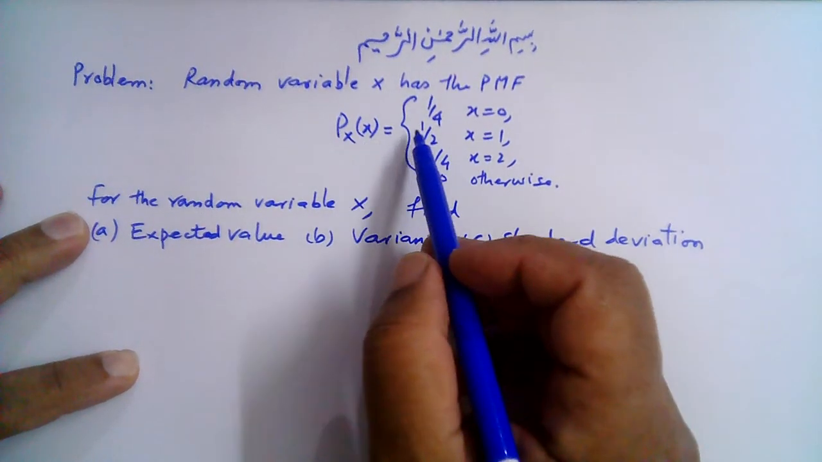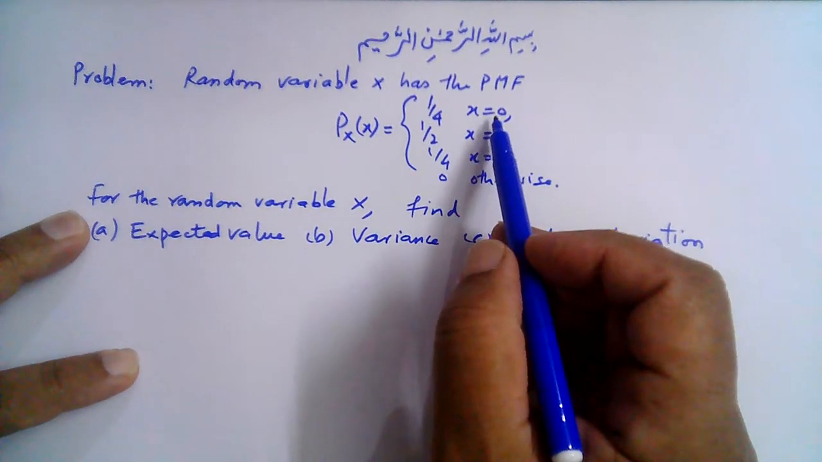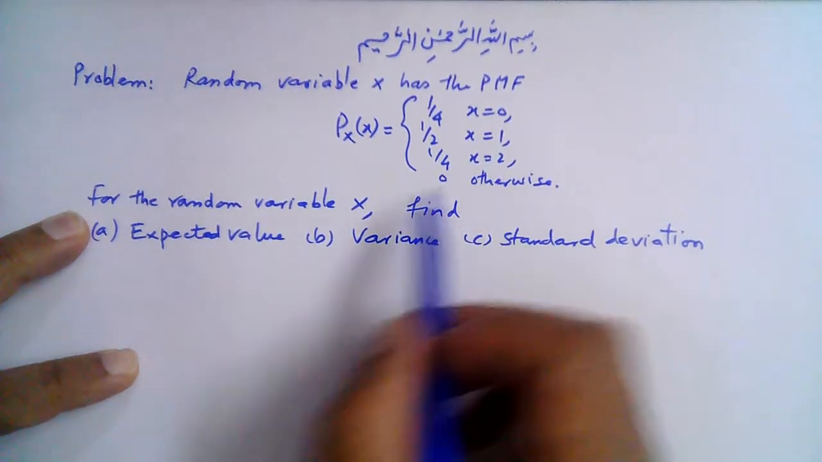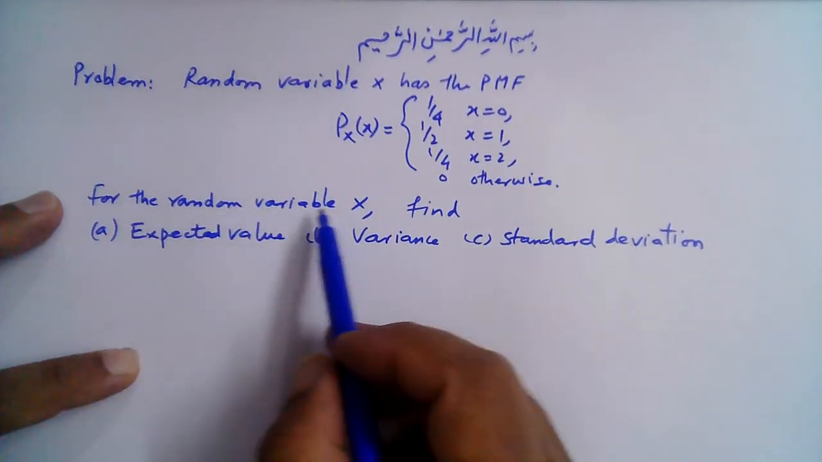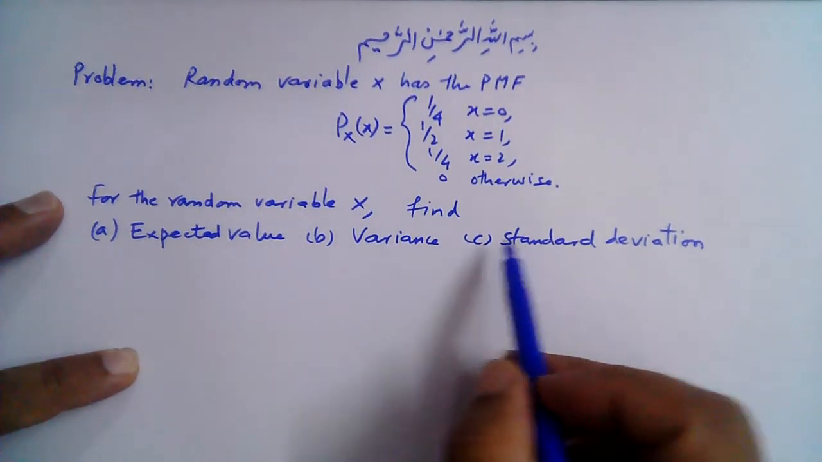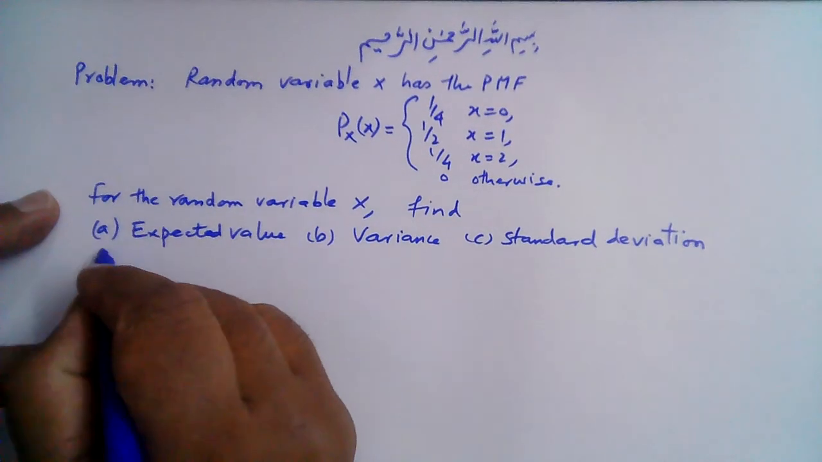Random variable x has the PMF: P_X(x) is equal to 1 over 4 when x is equal to 0, 1 over 2 when x is equal to 1, 1 over 4 when x is equal to 2, and 0 otherwise. For the random variable x, find part A expected value, part B variance, part C standard deviation.